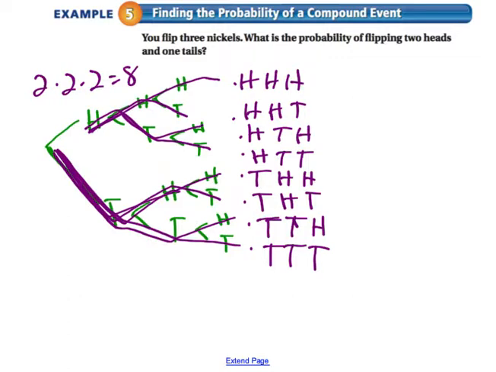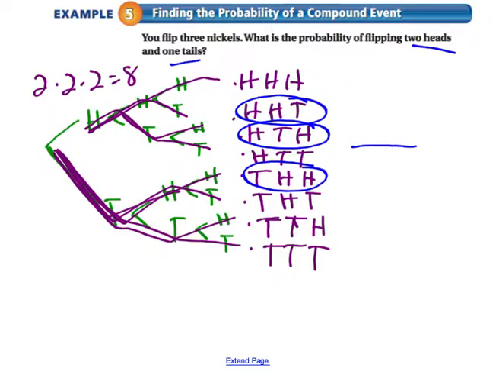Now, back to the original thing, we want to know the probability of getting 2 heads and 1 tails. So that's 3 heads, that won't work. This is heads, heads, tails. That's 2 heads and a tail, 2 heads and a tail. All the others are not 2 heads and a tail. So the probability here of getting 2 heads and a tail is 3 out of 8.